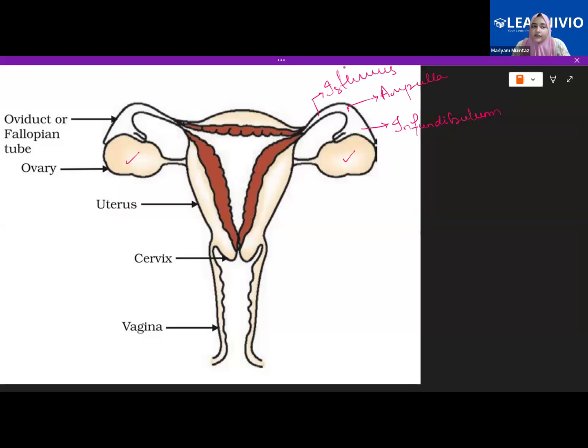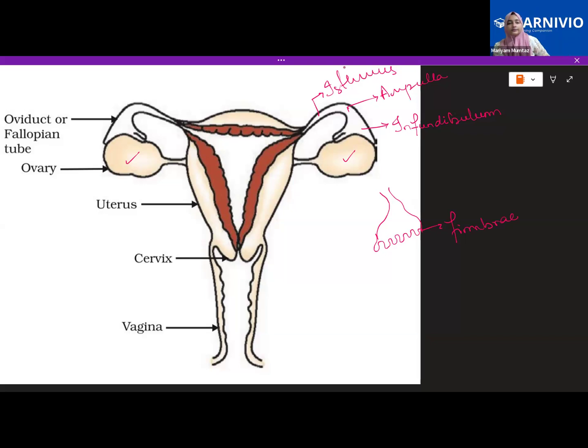Now, what is the function of the oviduct? Basically, after every ovulation, meaning the release of the ovum, this infundibulum is like a funnel shape. And the ends of this funnel have finger-like projections, which we call fimbriae. So once the egg is released, they catch it and move it towards the entire length of the fallopian tube. Clear?